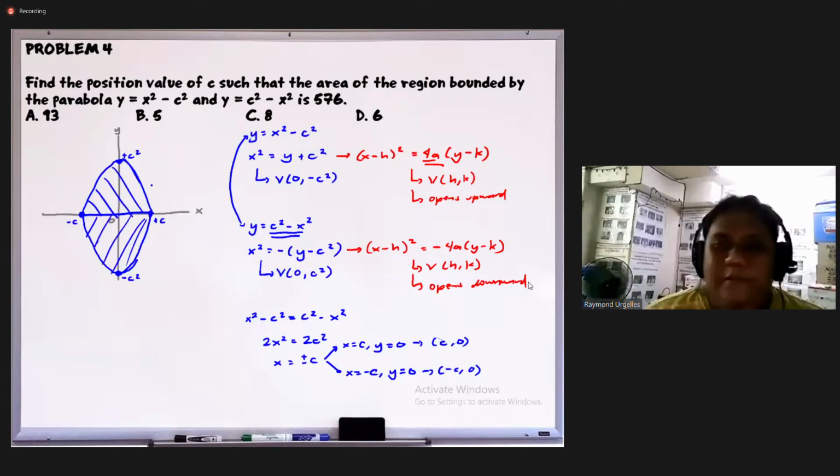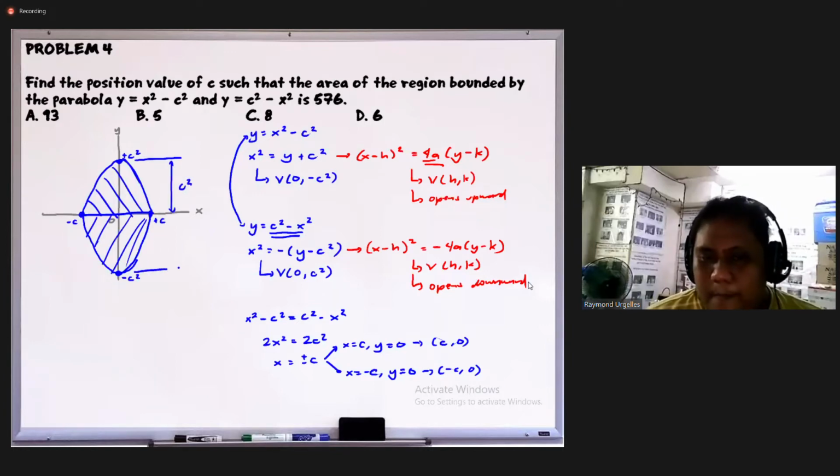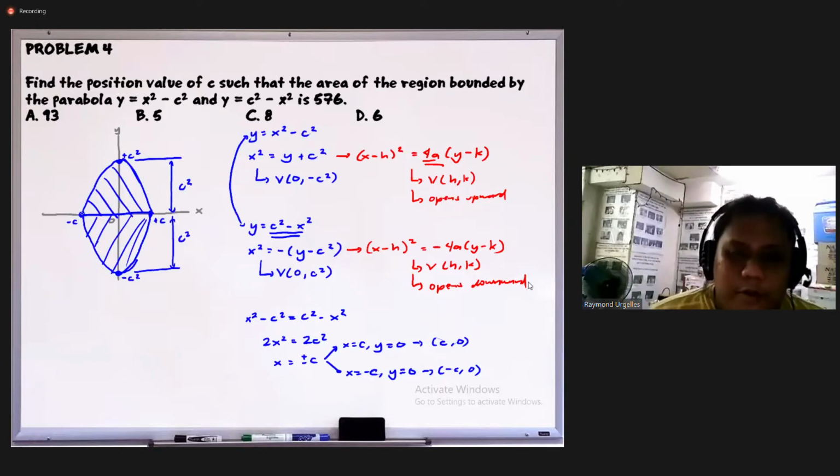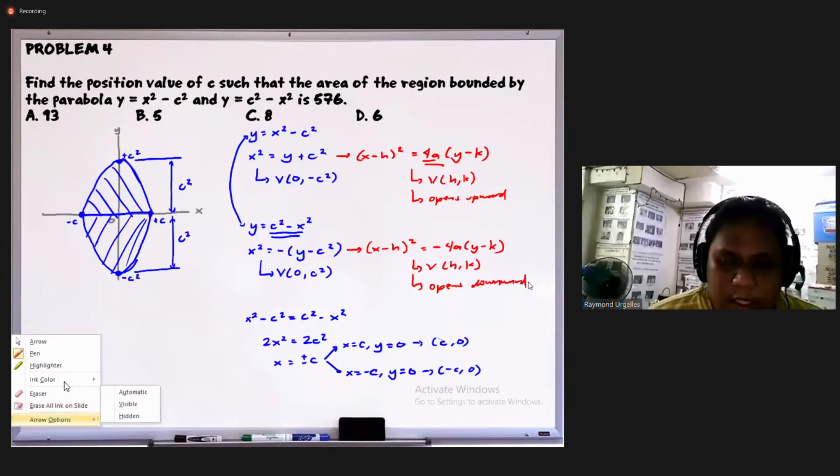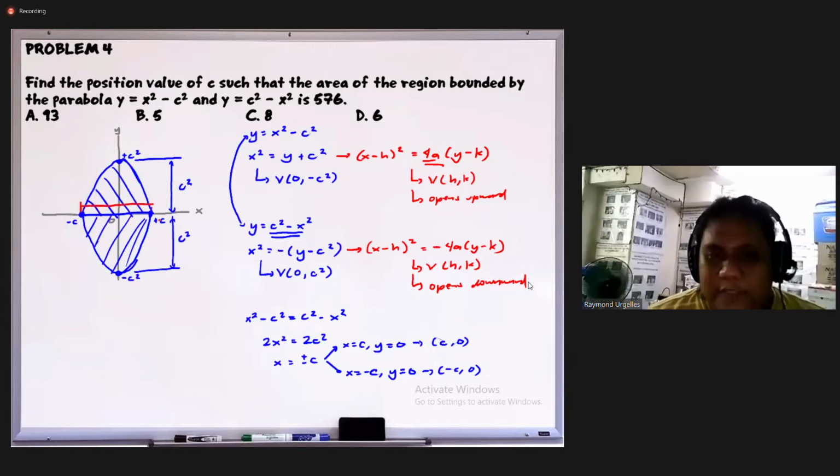Diba? So for both these parabolic segments, makikita natin na yung height nila is pareho lang na c squared. Diba? So this is also c squared. Okay? So tapos yung base naman nila, diba? So yung length naman na to. Okay? So this is the base. So we have c minus negative c, that is simply 2c. Diba? So therefore, what's the total area bounded?